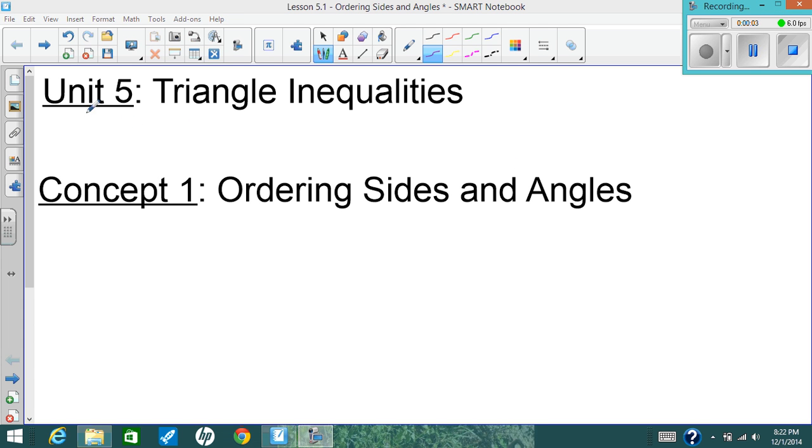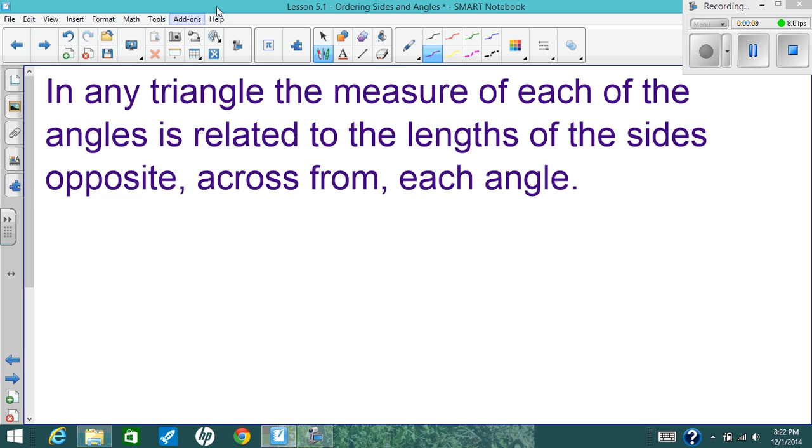Okay, y'all, we're going to start Unit 5, and we're going to start by ordering the sides and angles of triangles. So in triangles, the sides and the angles are related in a way that the sides and the angles opposite them are related to each other, the lengths and the measures of those. And opposite is a word we used when talking about isosceles triangles. We had sides that were opposite from angles, and we also said they were across from each other. It's the same idea here.